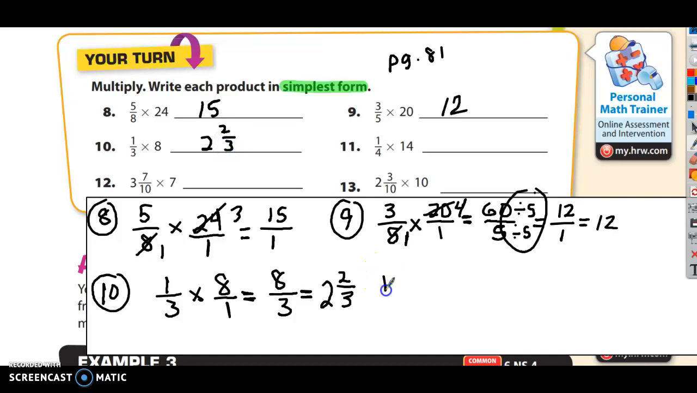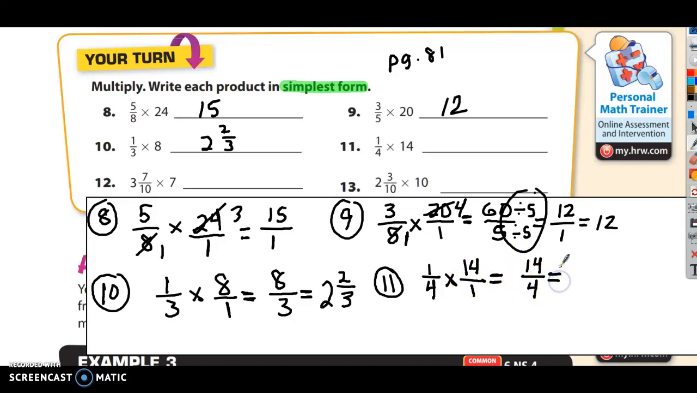All right, number 11 is 1/4 of, or times, 14. 14 can be written as 14 over 1. I could simplify the 14 and the 4 now. I could divide those each by 2, or it won't really matter. I can just multiply my numerators. 1 times 14 is 14, and 4 times 1 is 4.